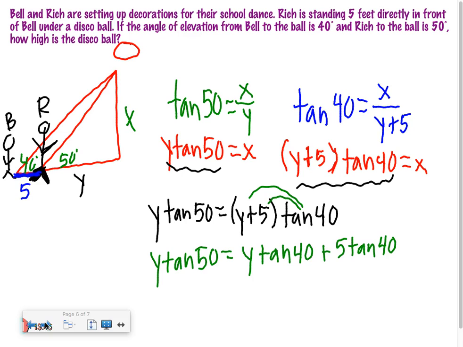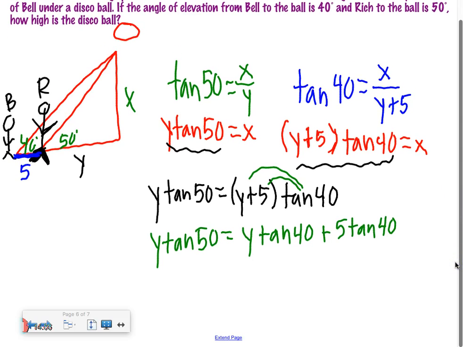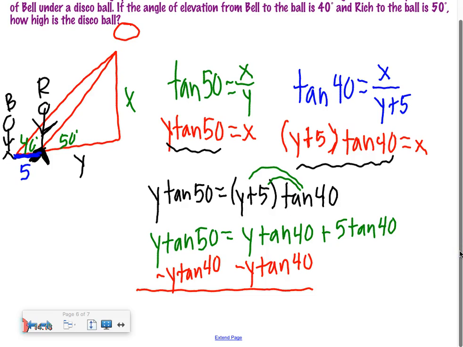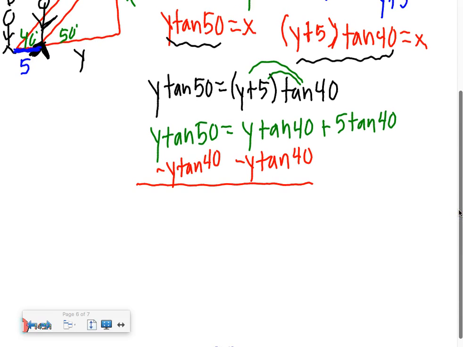Now remember, when you try to solve for a variable, you want all your variables to go to one side of your equation, all the numbers to the other. So what would make sense for us to move if I want my variables to one side? Yeah, bring y tan 40 to the other side. So just subtract y tan 40. And remember, these are just really small decimals. They just look weird right now.